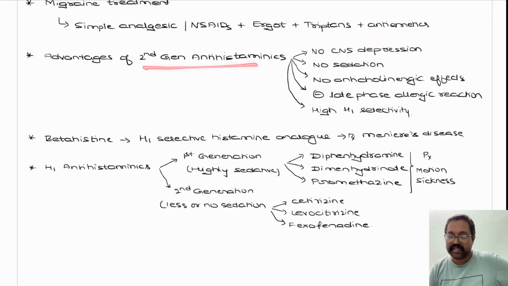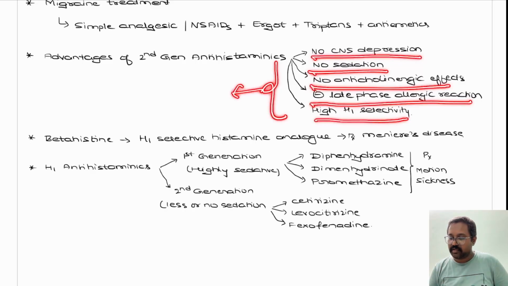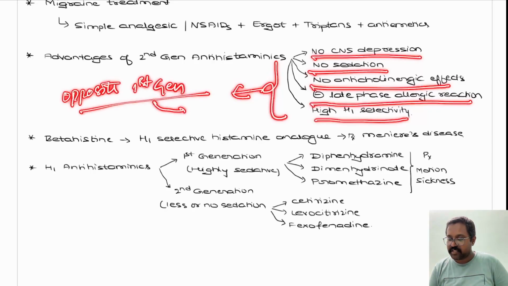Second generation antihistaminics have the advantage that they do not cross the blood-brain barrier and do not enter the CNS, so they have no CNS depression, no sedation, no anticholinergic effect, they inhibit the late phase allergic reaction, and they are highly selective for H1. So all this will be the opposite in case of first generation, which crosses the CNS, leads to sedation, has anticholinergic activity, etc.